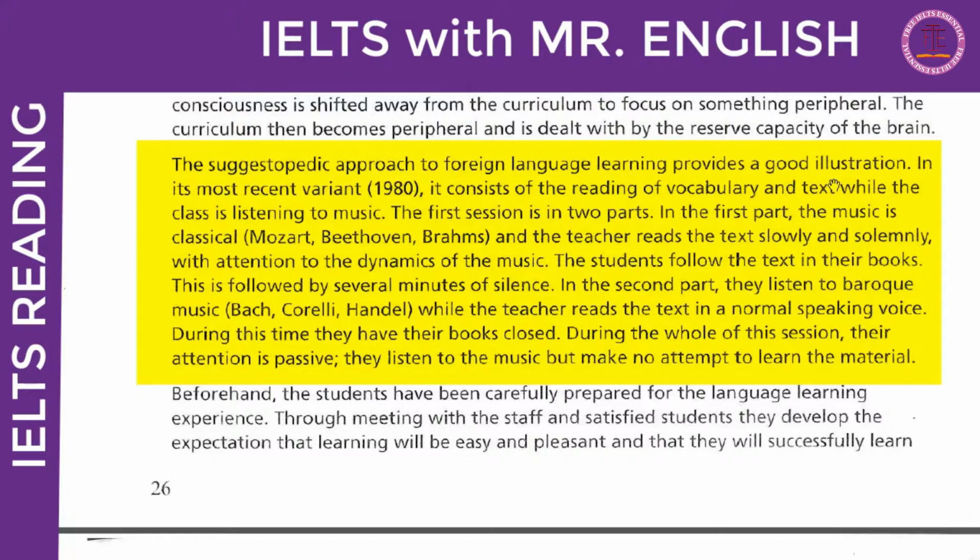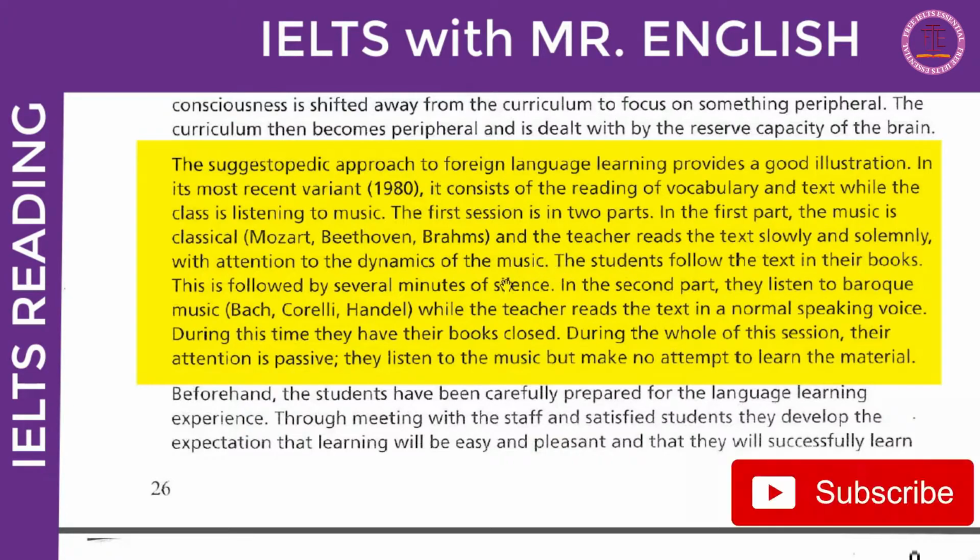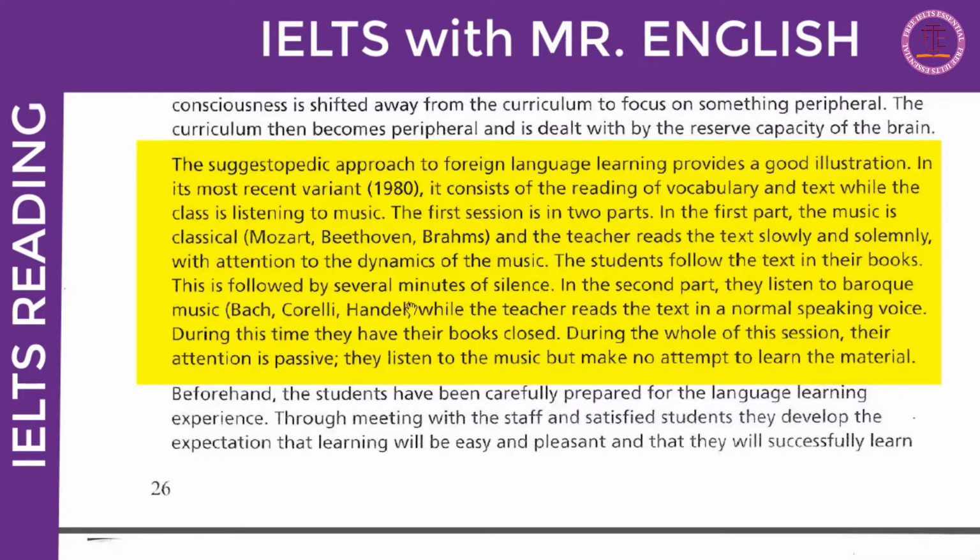In its most recent variant, it consists of reading vocab and text while the class is listening to music. The first session is in 2 parts. In the first part, the music is classical and the teacher reads the text slowly and solemnly with attention to the dynamics of the music. The students follow the text in their books. This is followed by several minutes of silence. And in the second part, they listen to baroque music while the teacher reads the text in a normal speaking voice.